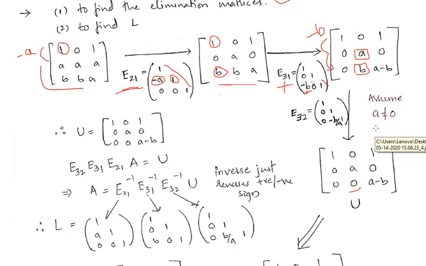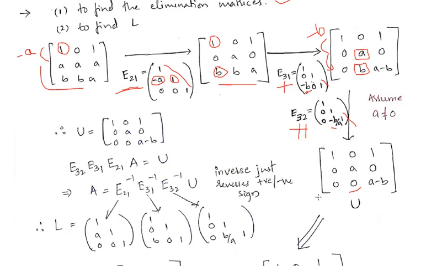Okay, now how to find out the elimination matrix? What I have done is I have eliminated in the third row and second element, correct? So the elimination matrix is given by E32. E32 means you have performed on the third row, and in the second element you have multiplied by minus b by a, the second row, and then added it. So these are the three matrices and you got this.